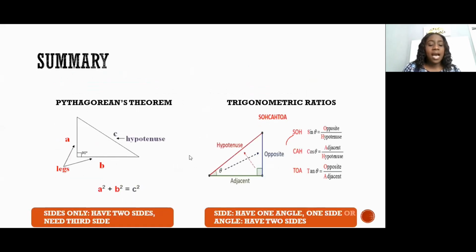Pythagorean theorem only has 2 sides given. You need a 3rd side. And in trigonometry, you have 1 angle and 1 side if you need to find a side, or you need to find an angle and you have 2 sides.